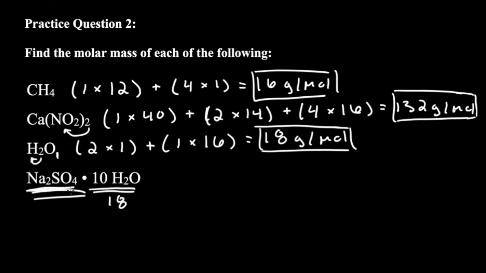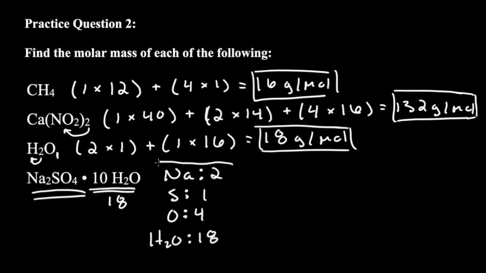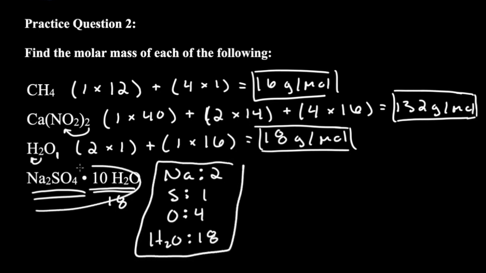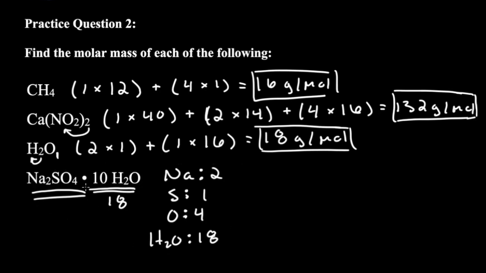Now we've got to figure out what the molar mass of this is going to be. So what we'll do is we'll say we have Na, and we have 2 of those. We have S right here, and we have 1 of those. And then we have this oxygen here, and we have 4 of those. And then the H2O, we're going to have 10 of those, each with a mass of 18. And so these are the numbers I'm going to use when I want to figure out the molar mass of this chemical here. And so what I'll do is something like this.